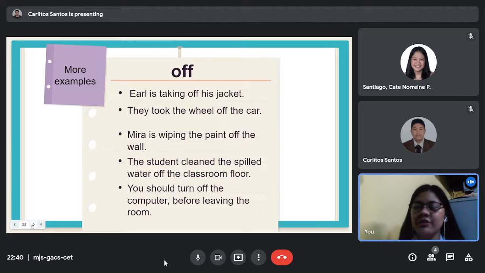We have here different examples of off. It is often removing something or taking off rather. And then let's also have the next preposition.